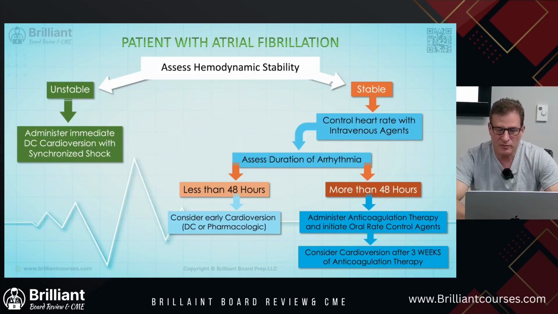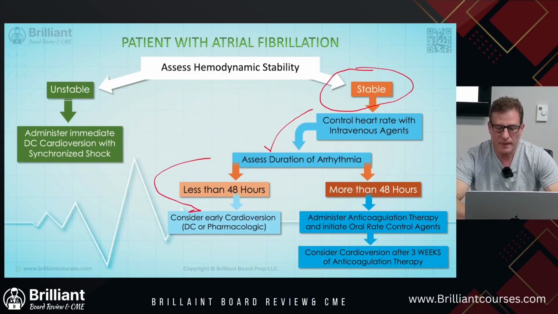All right, so then we come over here on our algorithm. We have the patient stable. Unstable, we shock. Stable, we control heart rate with intravenous agents, so we get the heart rate down. Now we assess how long they have had this arrhythmia. Less than 48 hours, we can consider cardioversion and then pharmacology. More than 48 hours, administer anticoagulation and consider cardioversion after 3 weeks of anticoagulation therapy.